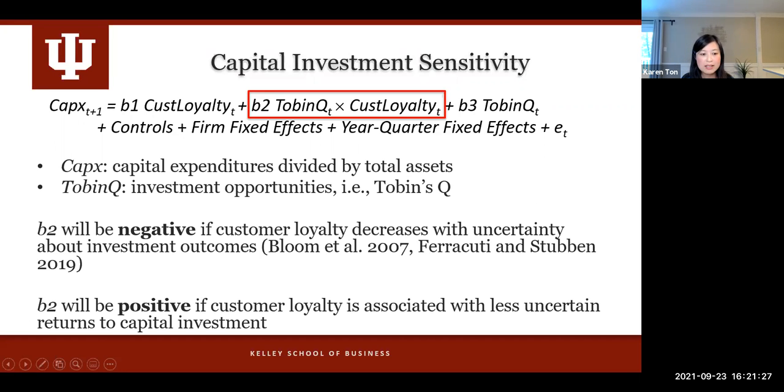So we are expecting that companies with higher levels of customer loyalty are going to have less uncertainty about their returns from capital investment. If that was the case, we would expect to see a positive coefficient on the interaction between capital investment opportunities, which is measured by Tobin's Q, and customer loyalty, and how that affects subsequent period capital investments. If this is not the case, we're going to see a negative coefficient, and that means customer loyalty decreases with uncertainty.